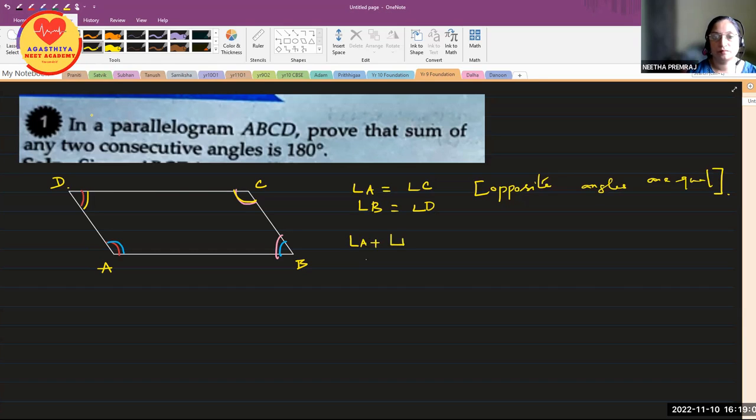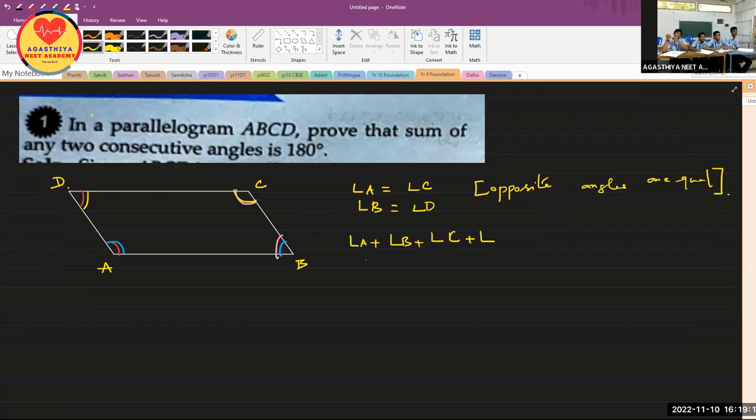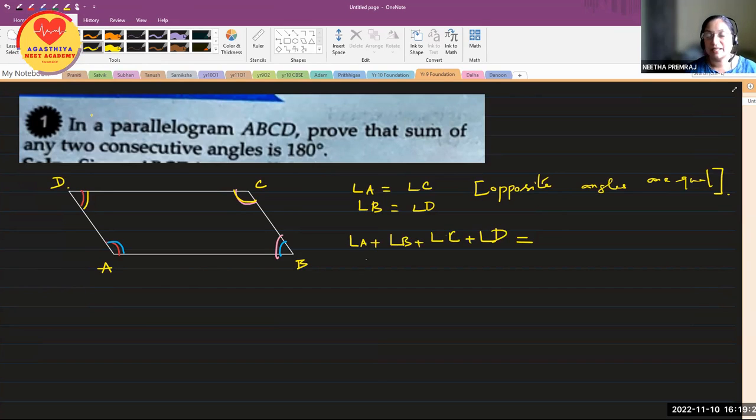Diagonals are not. No, I'm not asking properties of a parallelogram. I'm asking angle sum property of a quadrilateral. No, wrong. Yes, that's correct. Very good. 360 degree. Okay. So it is 360 degree.